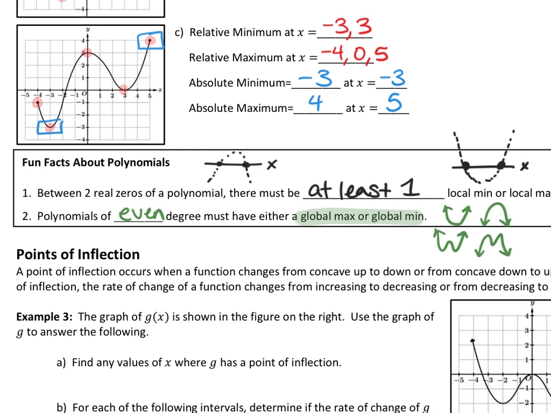And that'll keep going for any even degree, because even end behavior is that the arrows go the same direction, either both up or both down. And if they're going the same direction, then there has to be a global max or global min in between them.